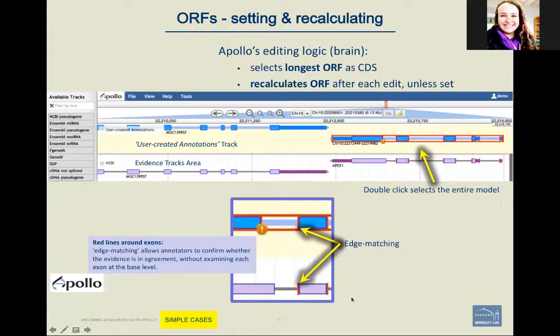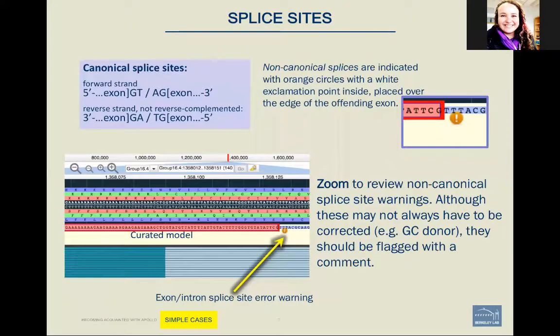Okay, so it allows you to confirm whether the evidence is in agreement with the hypotheses, in this case, your gene. An orange circle with a white exclamation point in the middle denotes that there are non-canonical splice sites. This means that you now have an offending exon that does not have the GTAG splice that we had reviewed before. So make sure that you zoom all the way in in order to review these and change to the correct donor or acceptor depending on where you're looking at it.